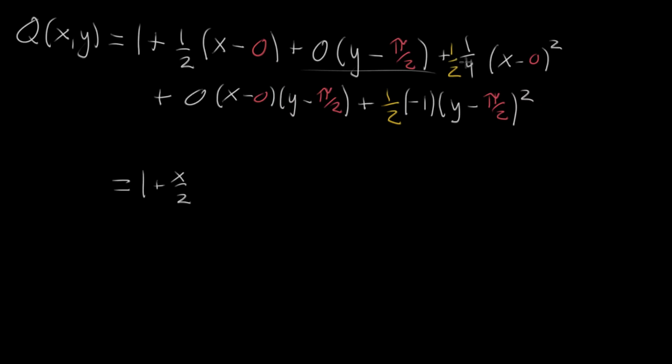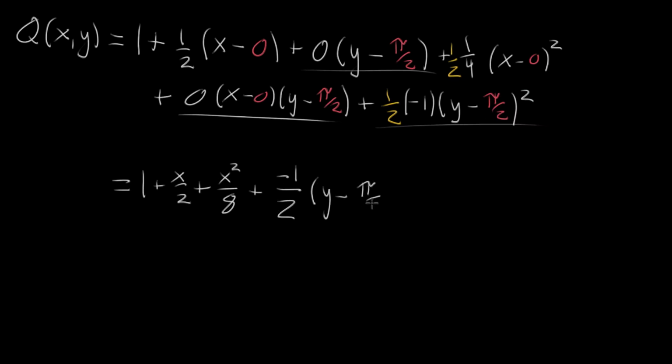Over here we have 1/2 times a fourth, 1/8 times x squared. So that's x squared divided by 8. This mixed partial derivative term is 0, so that's pretty nice. And then this last term here is just -1/2 by y minus pi halves squared. So that is the quadratic approximation.